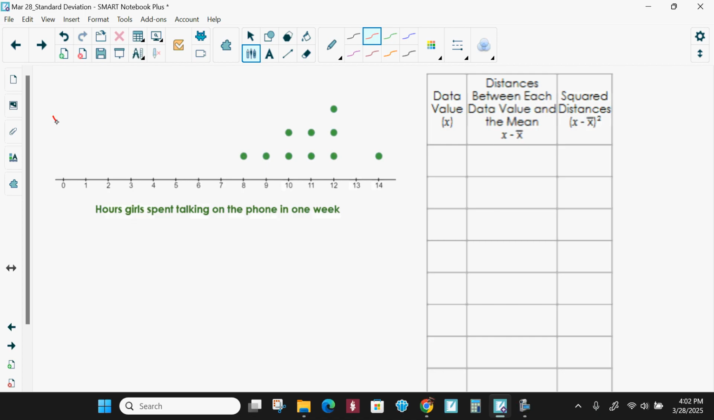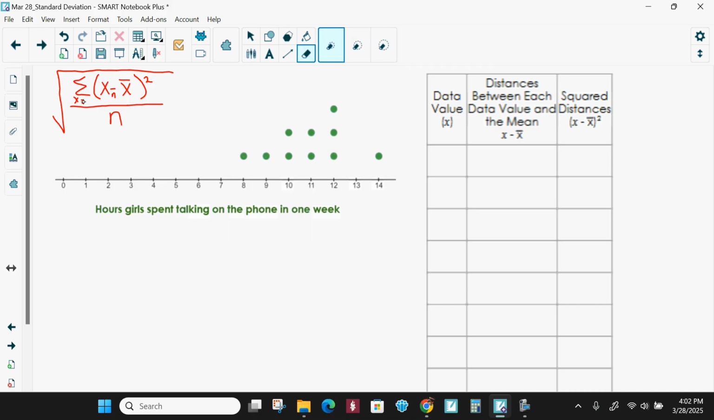Your standard deviation is the square root of the sum of the differences, so the data minus the mean, squared, divided by how many data you have. So down here, that n equals, not x equals, n equals 1 to n.